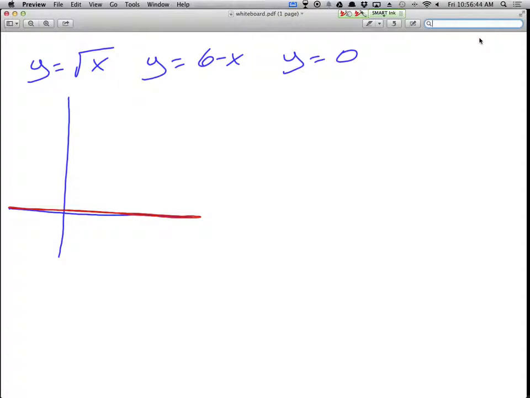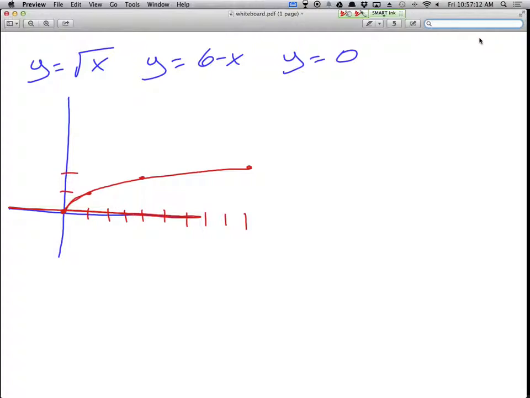Okay, what about the square root of x? Half the parabola. Where does it start? 0. If I go to 1, what would my y value be? 1. What's the next x value I want to plug in? 4, because that would give me 2. And my next x value? 9. So 5, 6, 7, 8, 9, and that would give me 3. So I got half a parabola.